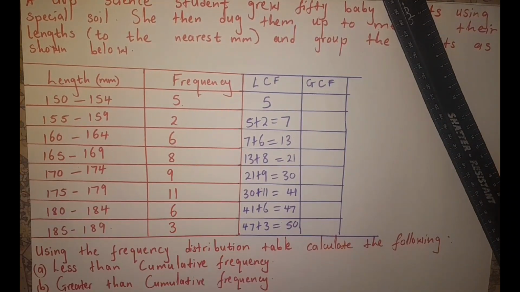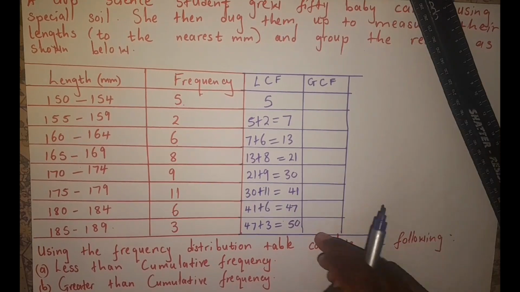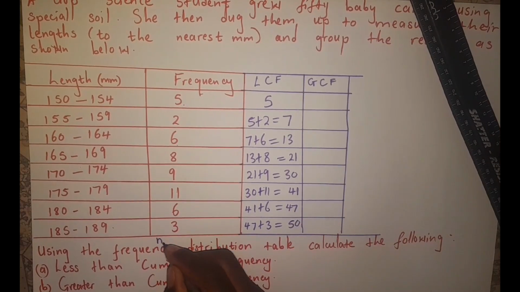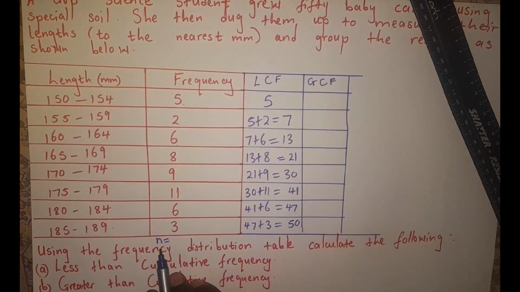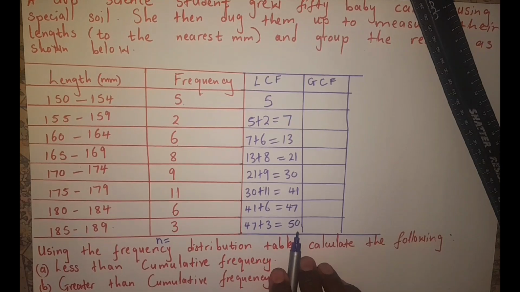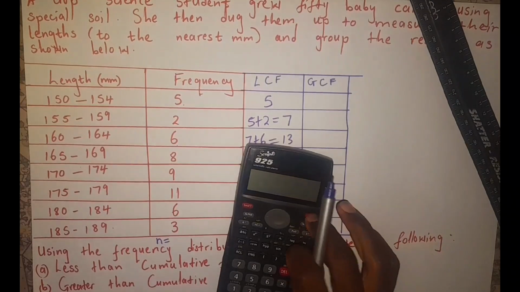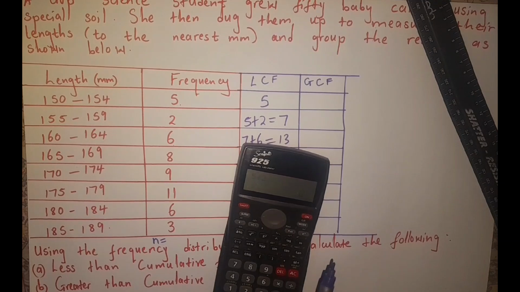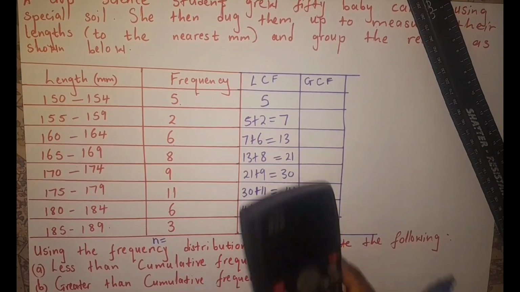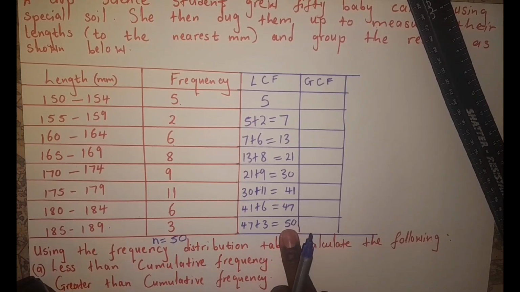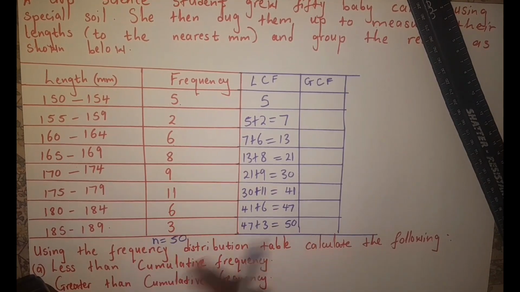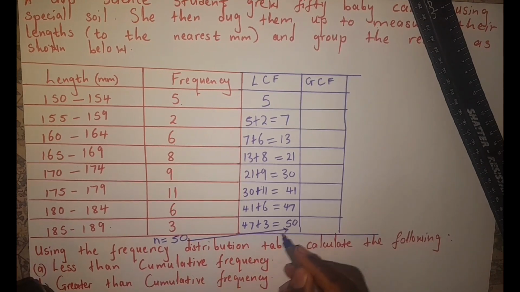If you need to confirm that this is correct, the last less than cumulative frequency must be equal to the total frequency. So let us first calculate the total frequency: 5 plus 2 plus 6 plus 8 plus 9 plus 11 plus 6 plus 3, and we get 50. So the total frequency is 50, which is equal to the last less than cumulative frequency, meaning what you have done is correct if the two are the same.